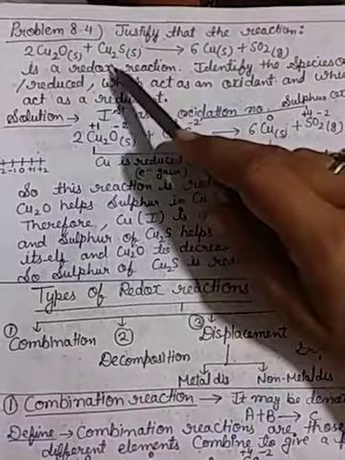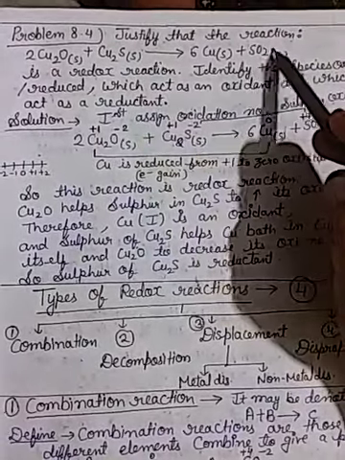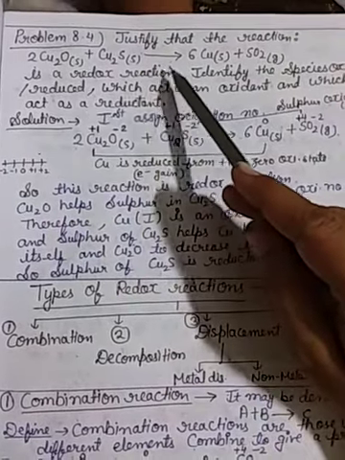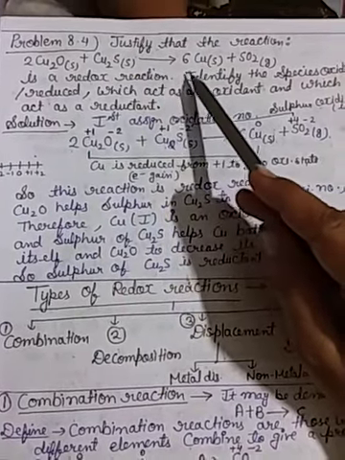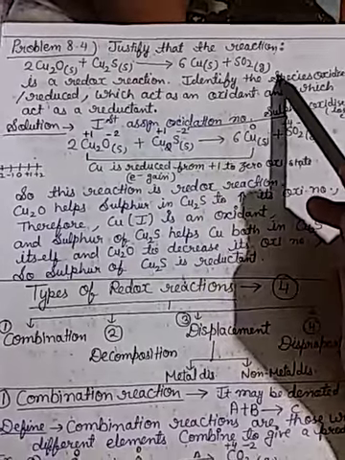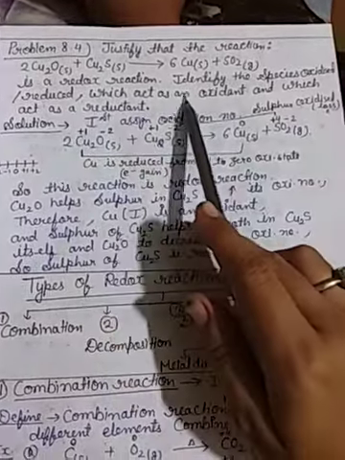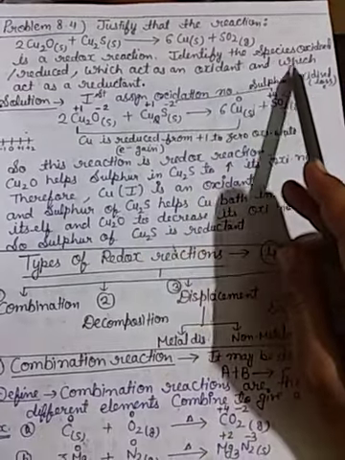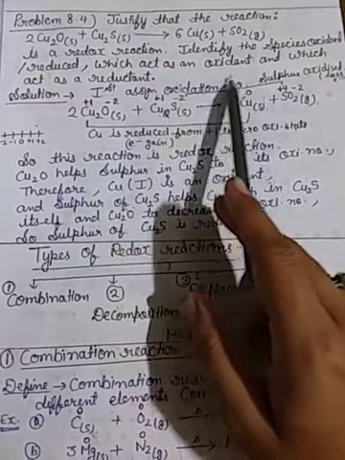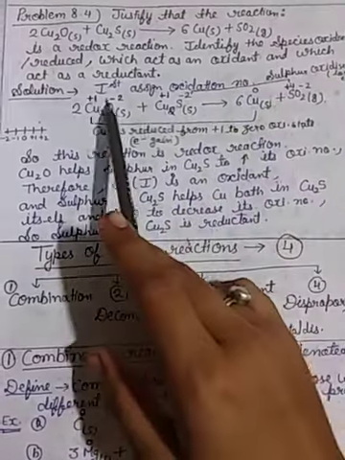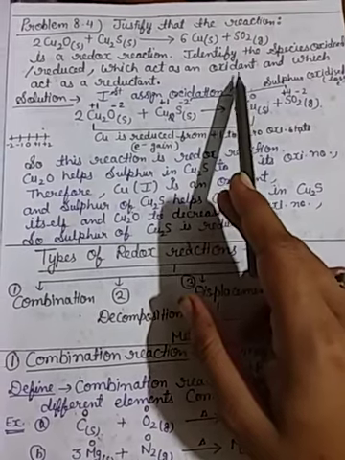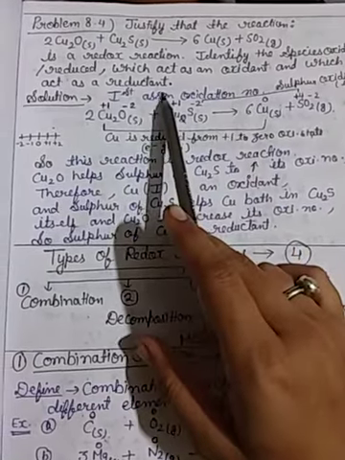Problem 8.4. Justify that the reaction 2Cu2O + Cu2S gives 6Cu solid plus SO2 gas is a redox reaction. Identify the species oxidized and reduced, which act as an oxidant and which act as a reductant. You already know about the oxidant and reductant.